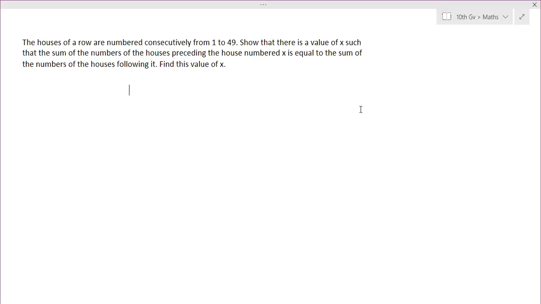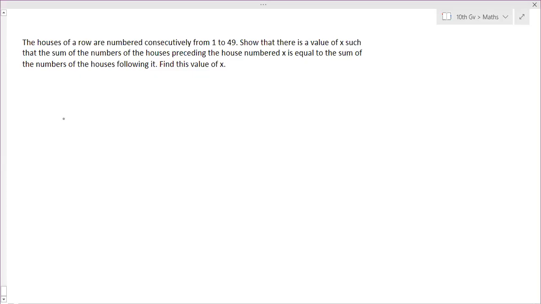It's like there are houses numbered 1, 2, 3, 4 until 49. The sum of the numbers on the houses until one part should be equal to the second part of the houses, like Sx should be equal to Sy. They're asking us to find the value of X, until which term is that possible? Yes.